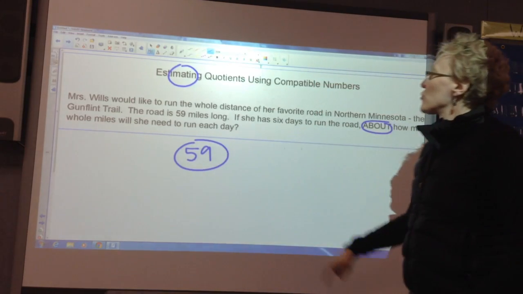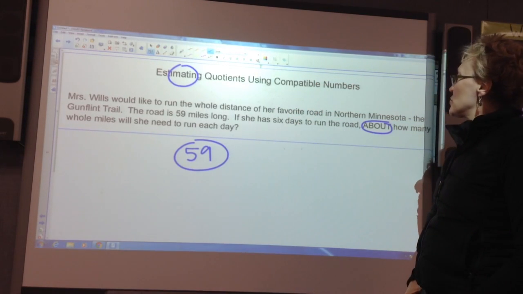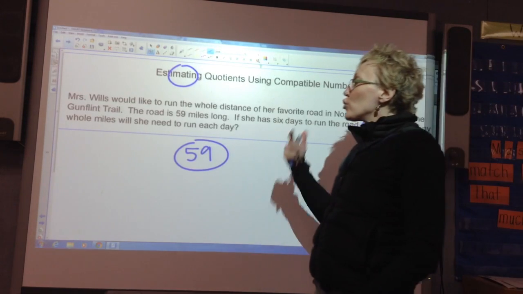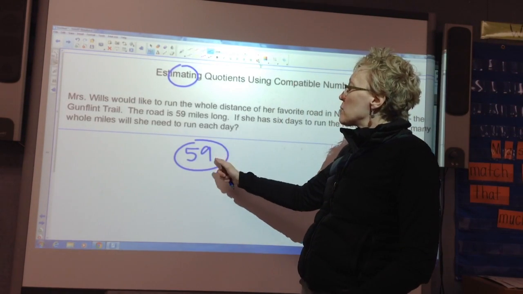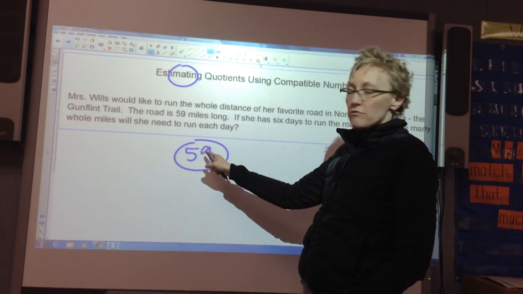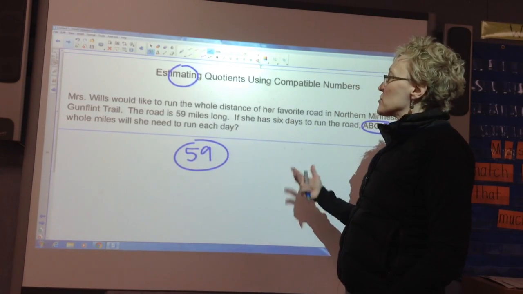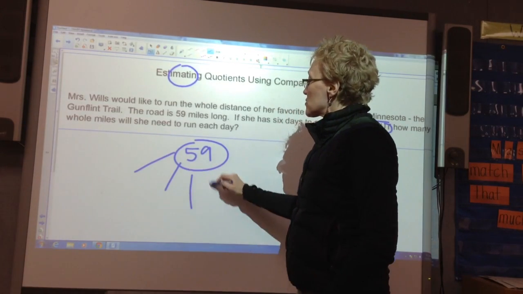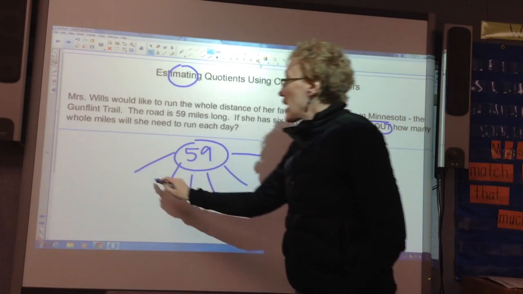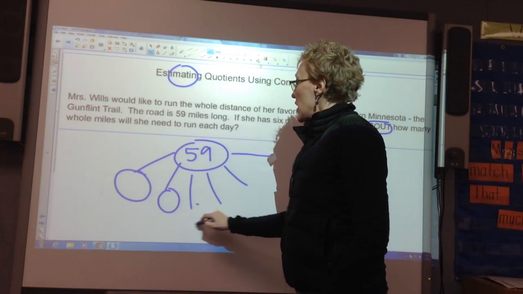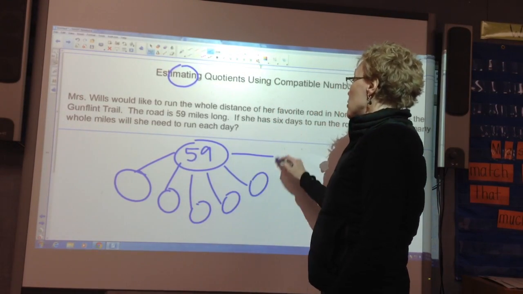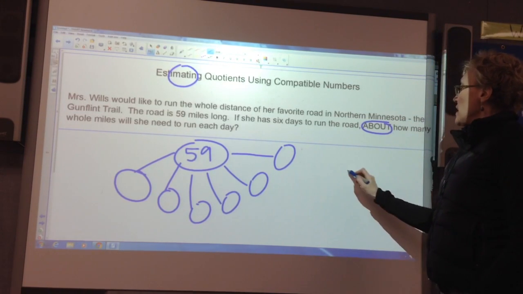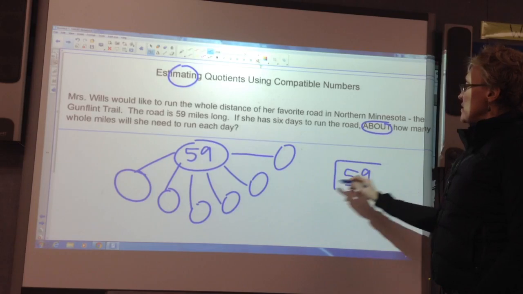And we also know that she has 6 days to do this, so about how many whole miles will she run each day? I know, just thinking about this problem, my number for each day is not going to be more than 59. I'm taking that 59 and putting it into groups. I'm putting them into 6 groups. Now, about how many miles will I run each day? So when I put them into groups, that means that there will be an equal number. So if I set this up, I have 59 divided by 6.